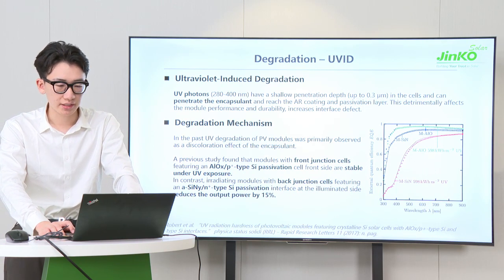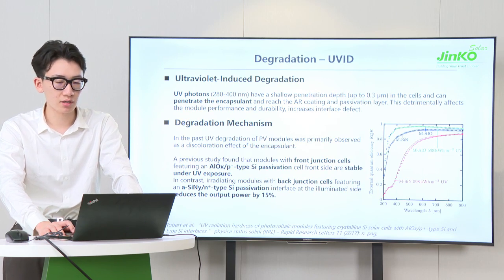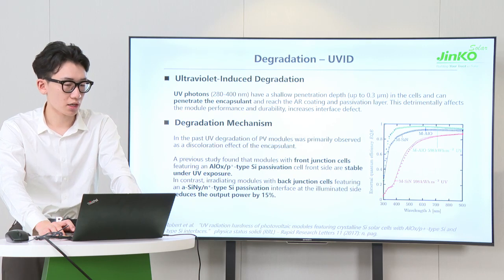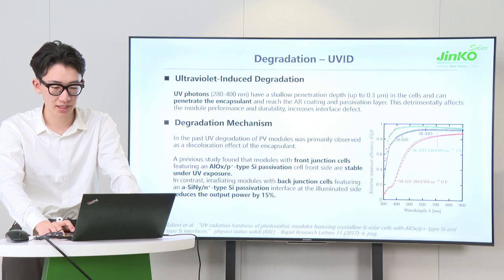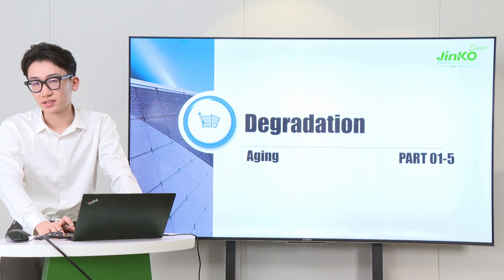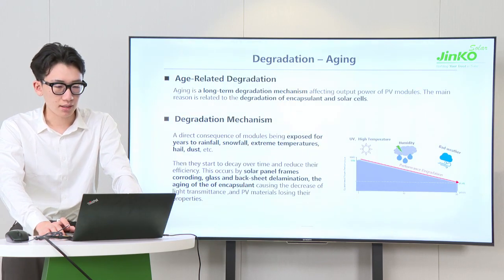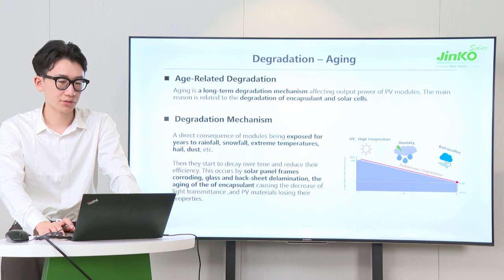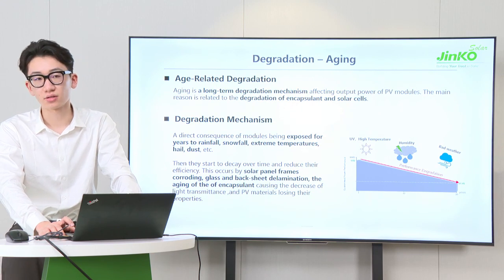In contrast, irradiating modules featuring an amorphous silicon nitride heavily doped N-type silicon passivation reduces the output power by 15%. Finally, aging is also the main degradation affecting PV modules. It's a long-term degradation mechanism affecting the output power of PV modules. The main reason is related to the degradation of encapsulant and solar cells.